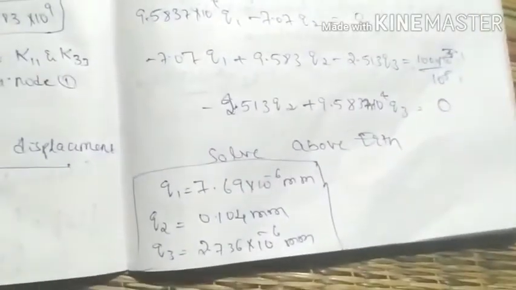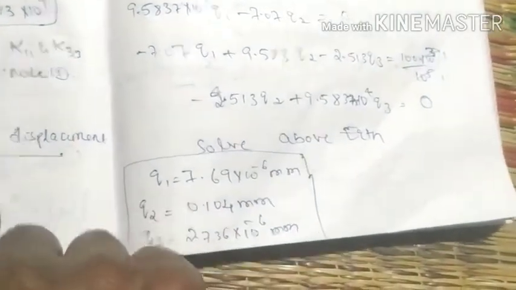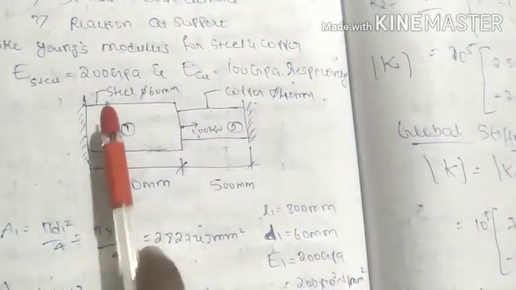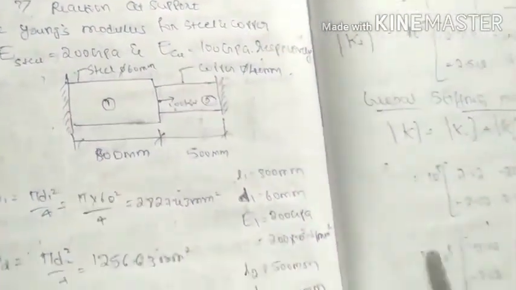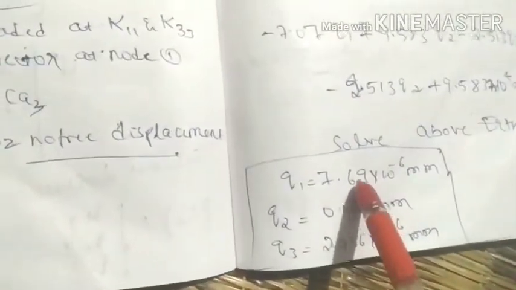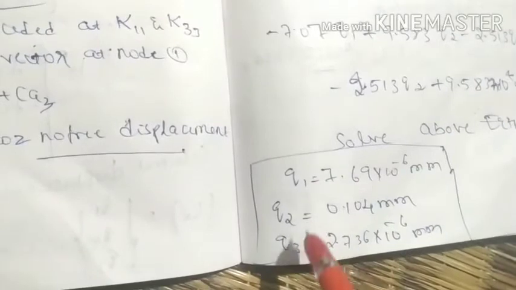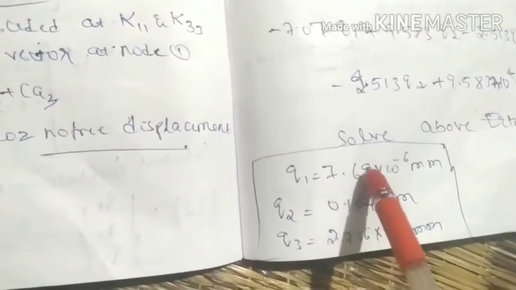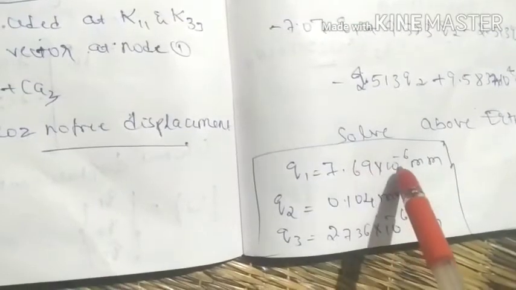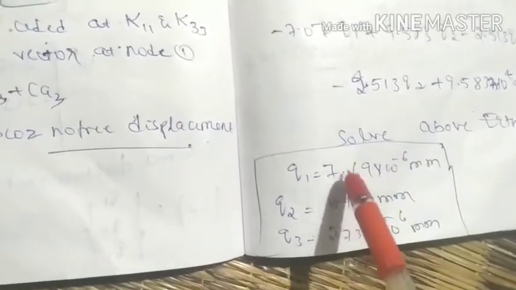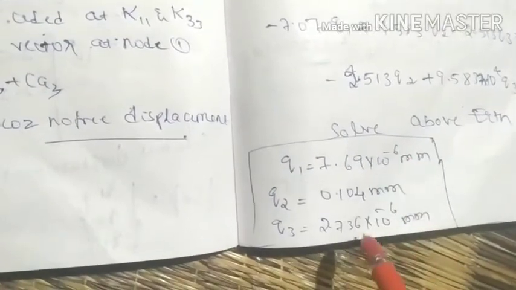Here you may have a doubt. At node 1 and node 3 it is actually fixed, right? Then there should be no nodal displacement, but when we calculated we got this value. But you can observe that the magnitude of the nodal displacement at node 1 and 3 is almost negligible, because 7.69 into 10 raised to minus 6 is 0.005 times of 0.76, that is almost negligible.